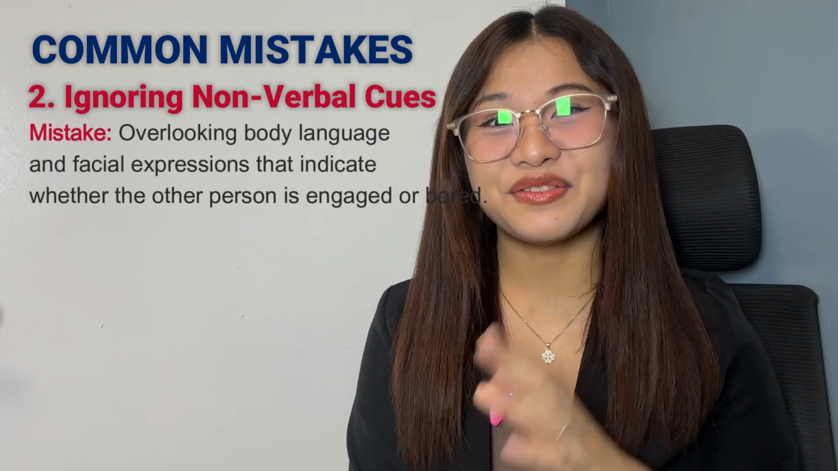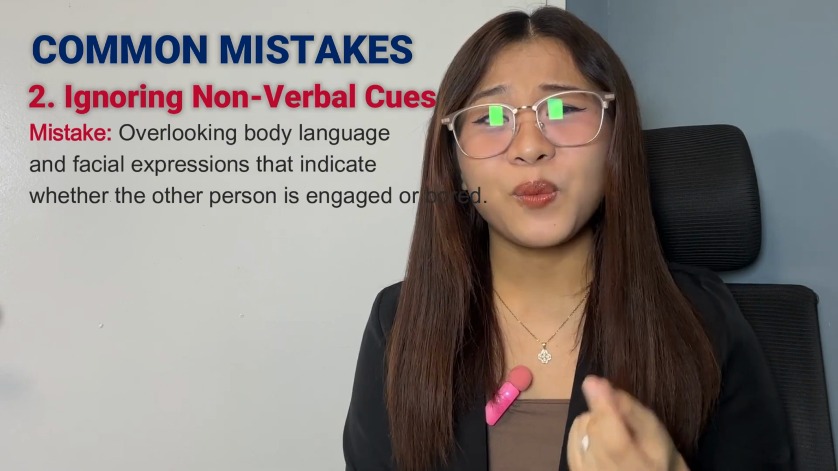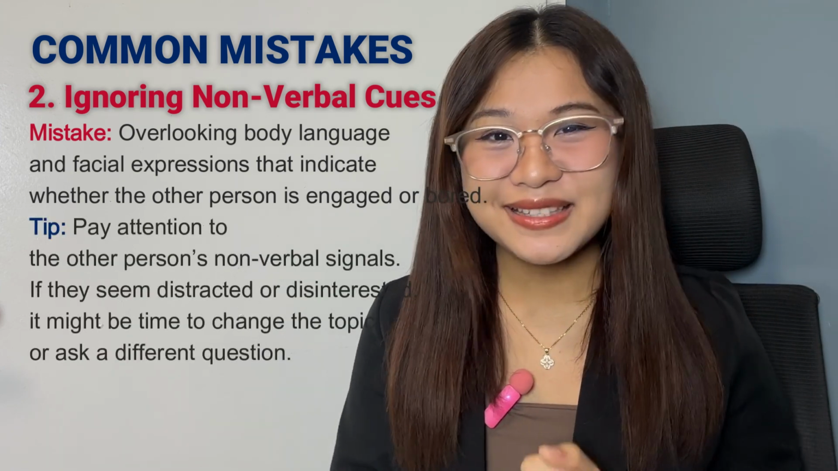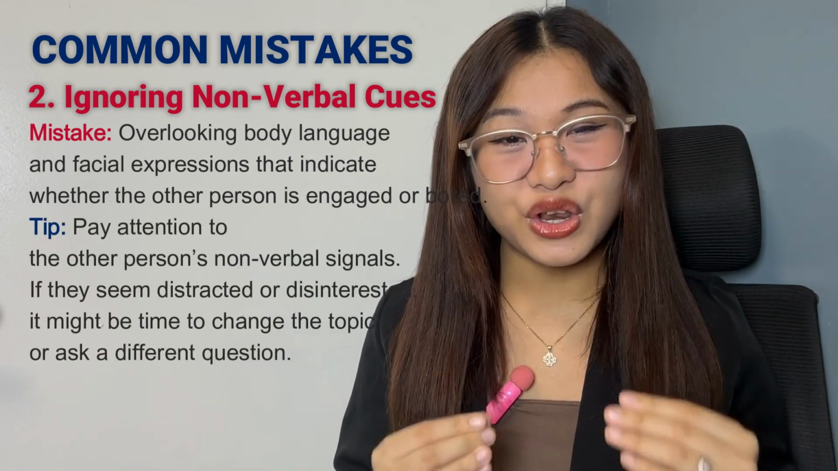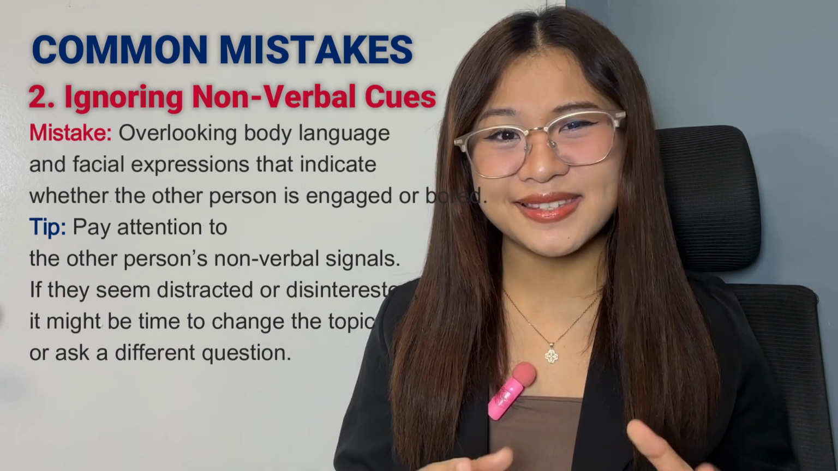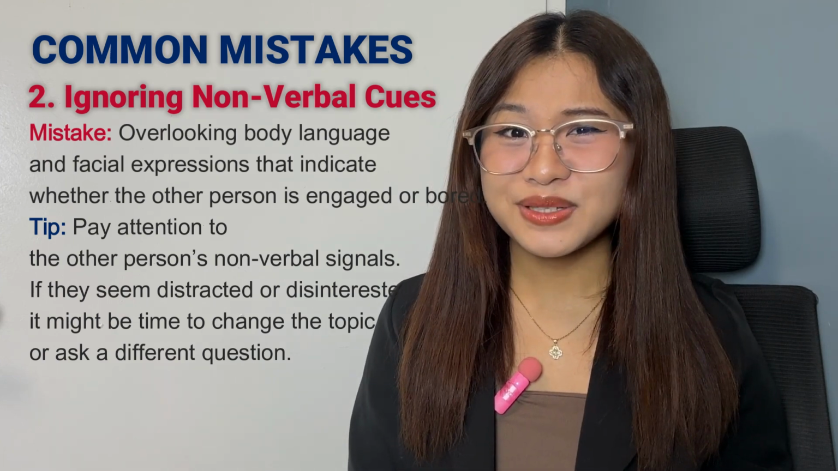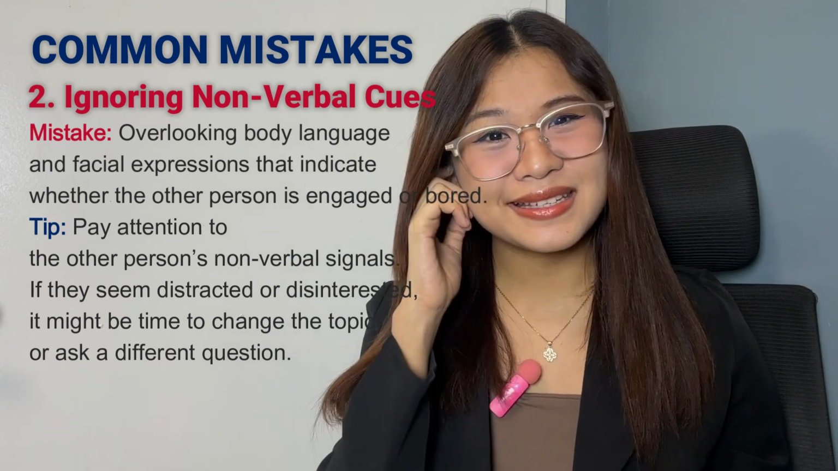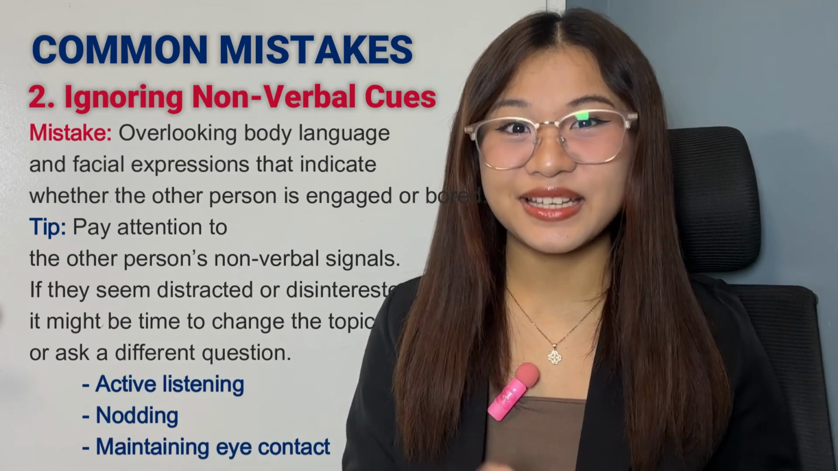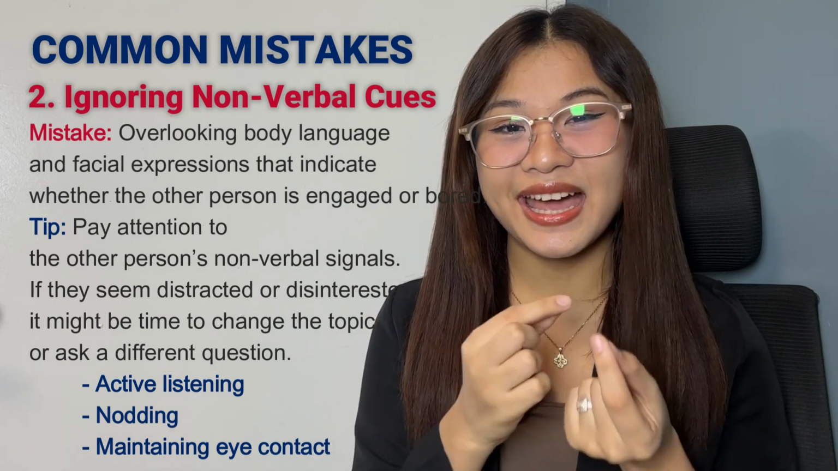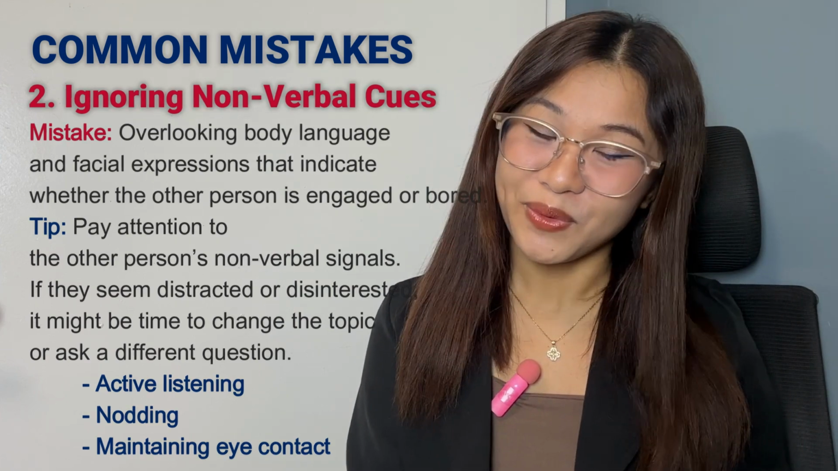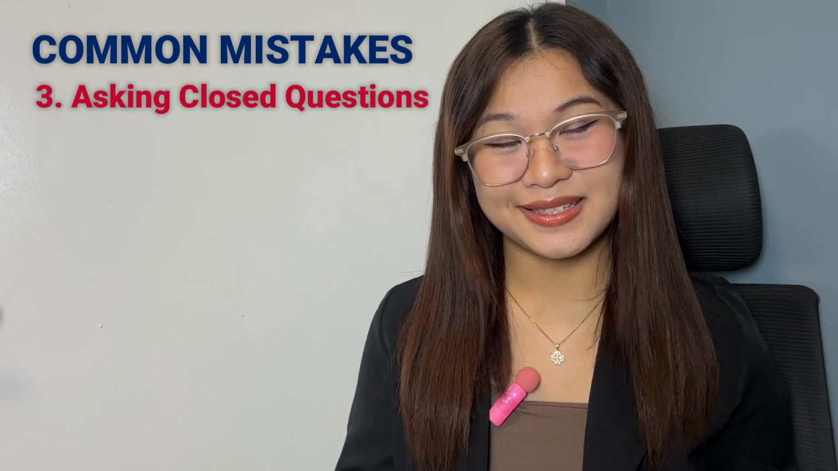Overlooking body language and facial expressions that indicate whether the other person is engaged or bored. Here's a tip: I want you to pay attention to the other person's nonverbal signals. If they seem distracted or disinterested, it might be time to change the topic or maybe ask a different question. Engaging in active listening like nodding, maintaining eye contact, and reacting appropriately can also encourage them to participate more.